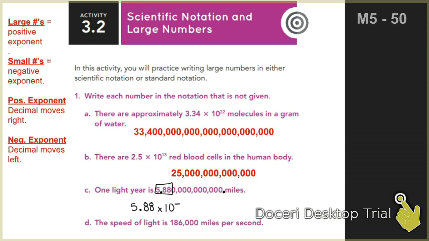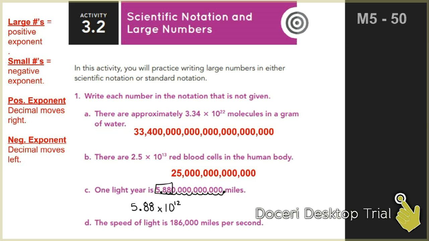So I'm going to start in between the 5 and the 8, and I'm going to count 1, 2, 3, 4, 5, 6, 7, 8, 9, 10, 11, 12. So I just counted 12 places between where I put my decimal and where the end of my number is. That tells me that my exponent is to the 12th power. So my final answer is 5 and 88 hundredths times 10 to the 12th power.